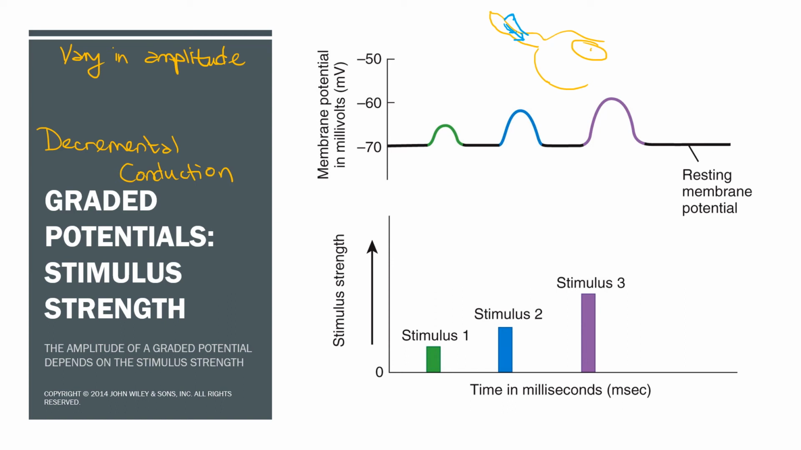This diagram shows how the stimulus strength corresponds directly with the change in membrane potential. The smallest stimulus would produce a very small change in the membrane potential, and then the stronger stimulus produces a larger change in the membrane potential.